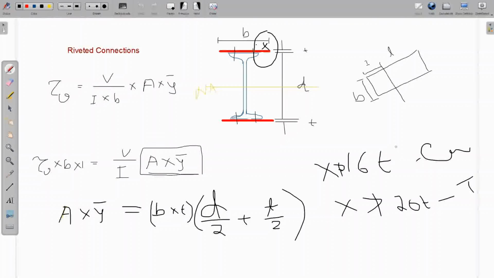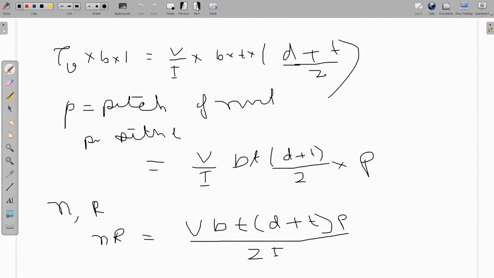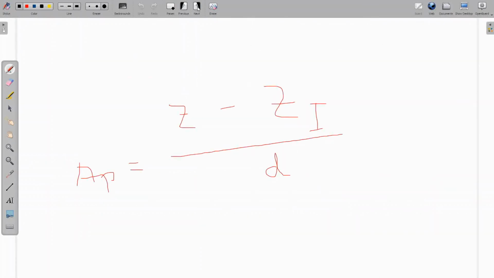Okay, so this is how we can design a built-up beam. Okay, so that's it about the built-up beam.